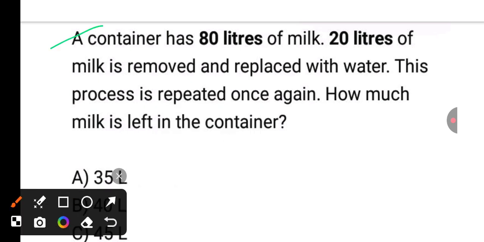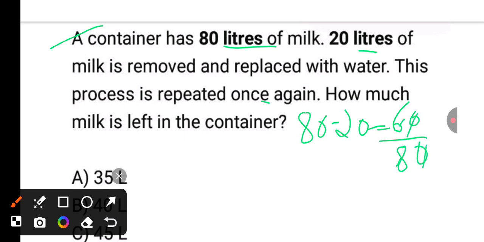Next, a very important one. First, 80 liters of milk. Next, 20 liters of milk is removed and replaced with water. This process is repeated once again. The question is, how much milk is left in the container? See, total is 80 minus 20 removed, it is 60. Total is 80. What is the ratio? The ratio is 3 by 4.